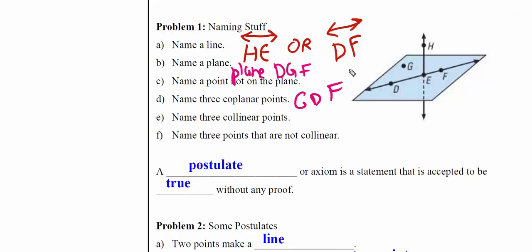3 collinear points. These are points that lie in the same line. Okay? If we look, there's only one option because HE is only 2 points. I need 3 points. So the points have to be DEF. Now the order doesn't matter in this case because they're collinear points. You can say DEF, EFD, FED, etc. Name 3 points that are not collinear. Well, as long as they're not on the same line, right? So we could do, for example, DGF, or we could even do DGH, etc.